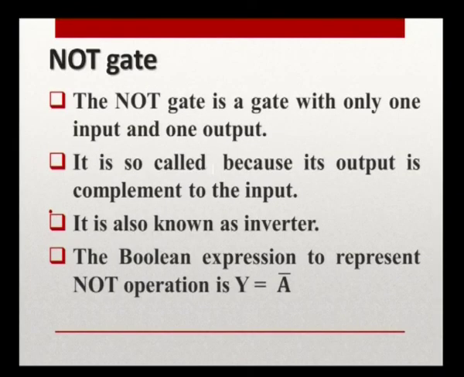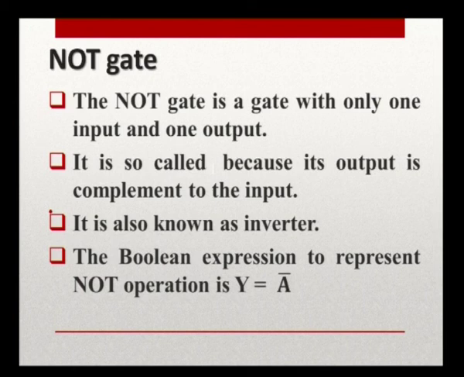Now, one more gate we need to learn, which has only one input and one output. All the gates will have only one output, which is the same for all the gates, but inputs could be any number based on the operation. But for this gate, only one input and only one output, that is called the NOT gate, N-O-T, NOT gate. Let's see what it is. The NOT gate is a gate with only one input and one output. It is so called because the output is the complement of the input, or we can say the output is not the input.